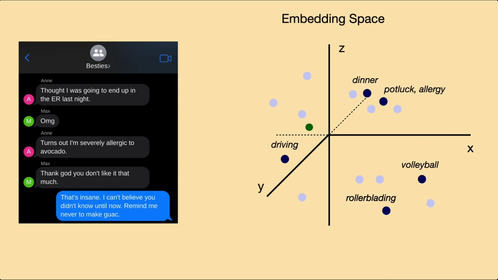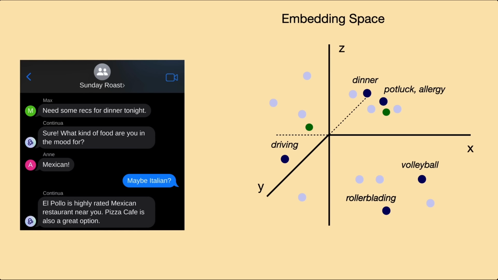Next, we have this fabricated conversation. It talks about Anne saying she's severely allergic to avocado. Now, this didn't actually happen, but because I asked her a restaurant recommendation, I probably want to retrieve anything that mentions allergies. And so when we embed this candidate conversation, it does in fact end up near in space to our existing potluck/allergy mentioning embedding.